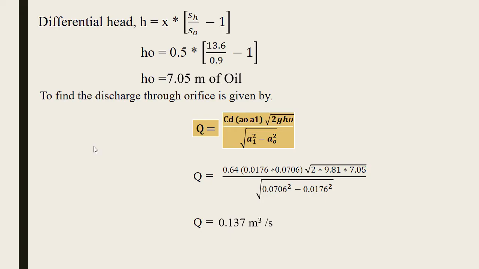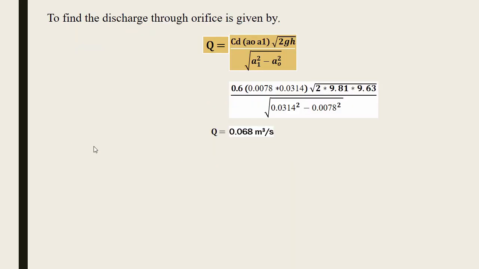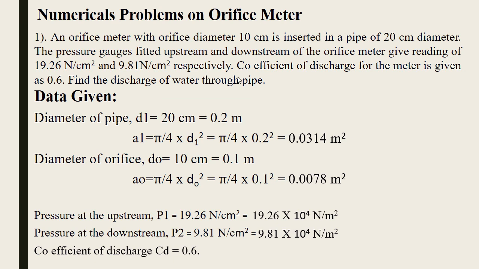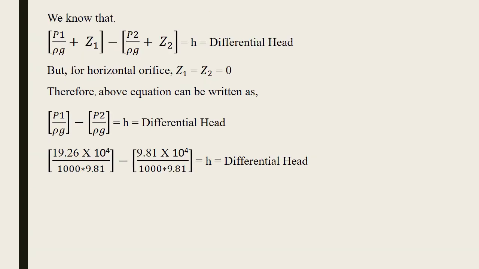In the first problem that I have solved here, I made use of this differential head, that is H is equal to P1 by rho g plus Z1 minus P2 by rho g plus Z2, because in the data he had not given anything about the specific gravity of the liquids, and he had not given readings of the manometers. In that case, you have to make use of this formula.